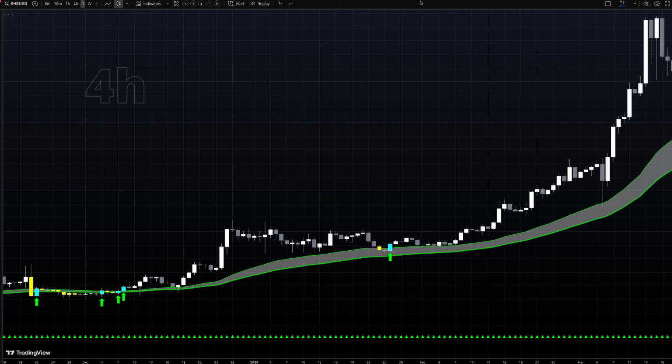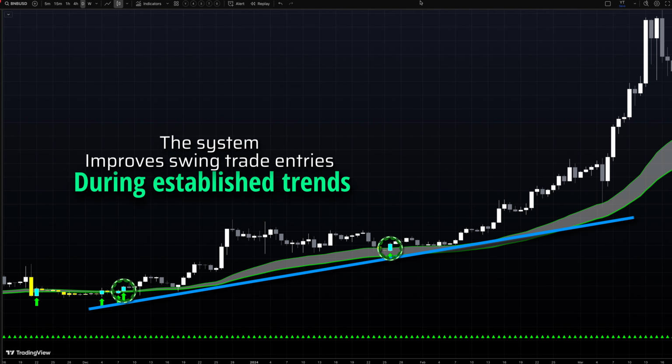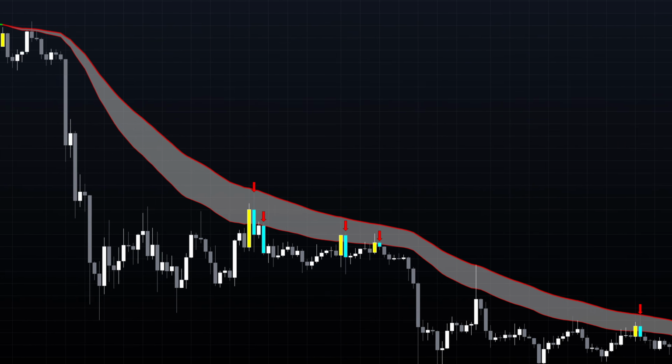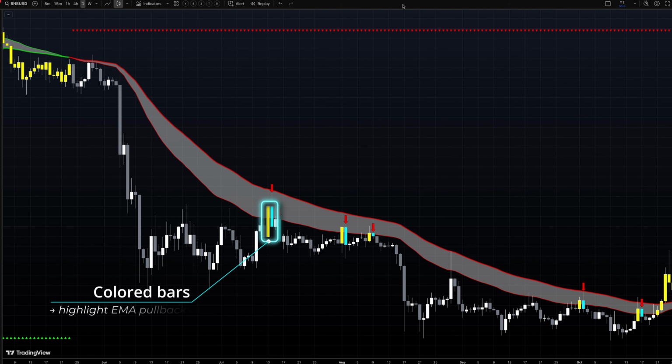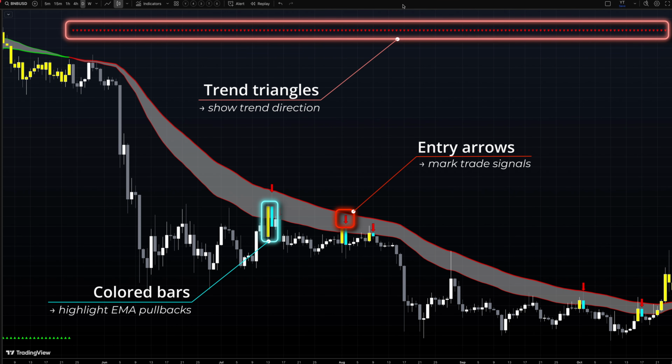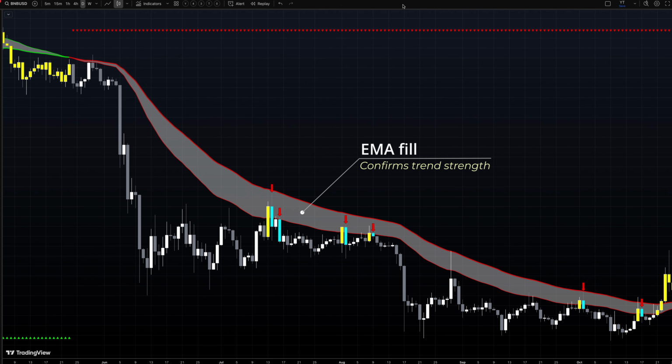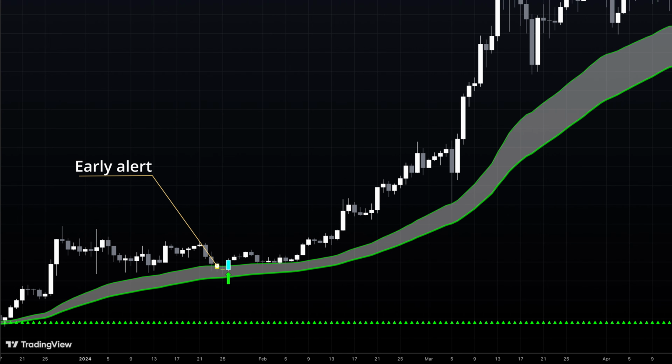The system performs well during trending markets where directional bias exists, particularly in swing trading timeframes. The pullback mechanism captures natural retracements within established trends, providing better entry points compared to chasing breakouts. The visual components, colored bars for pullbacks, trend triangles, and entry arrows, create a trading environment where trend direction and entry timing are apparent. The EMA fill between the two moving averages provides visual confirmation of trend strength and direction changes. Strategic implementation works by using aggressive signals as preparation alerts while taking action on conservative entries.